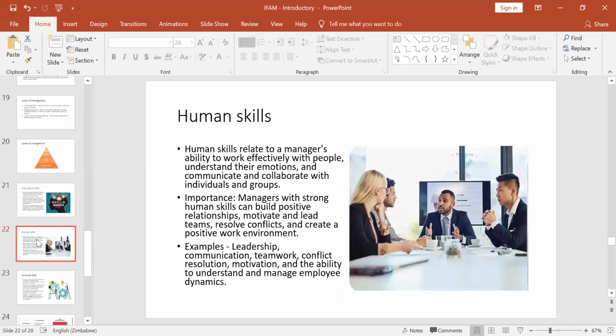Then we have what we call the human skills. Now, the human or interpersonal skills, these relate to how a manager is able to work with other people, is able to understand the emotions of other people, and is able to communicate with others. You cannot be a manager without having some human skills or some conceptual skills. So the examples there of the human skills, we have leadership, teamwork, conflict resolution, motivation, and so on.